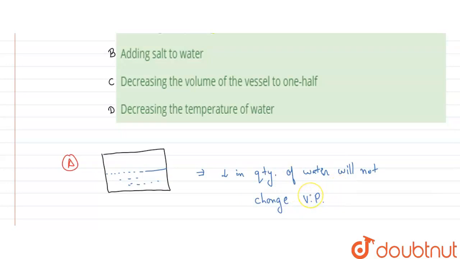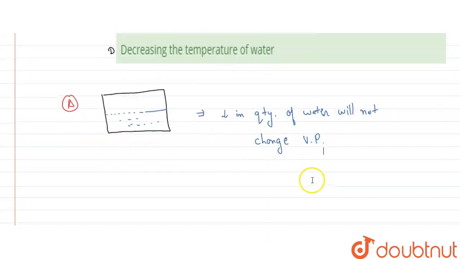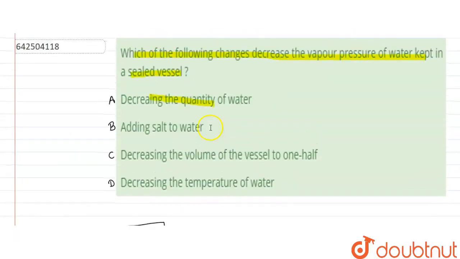Why is it so? Because vapor pressure is the pressure exerted by the vapor phase. So even if we decrease the quantity of water, the vapor phase will still exist. The water will exist in vapor phase, and therefore the vapor pressure will remain constant. So A option is not correct.